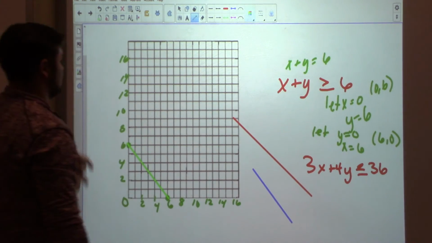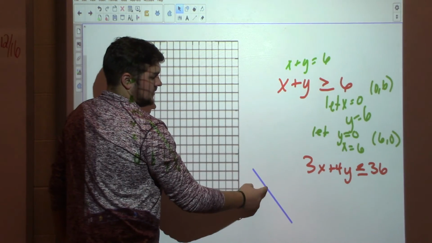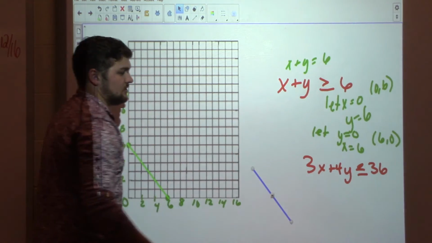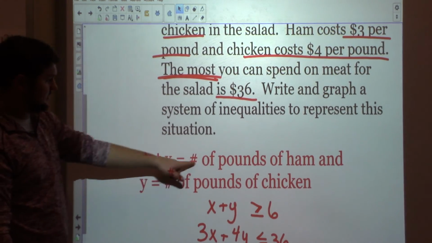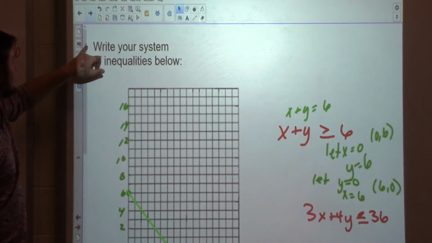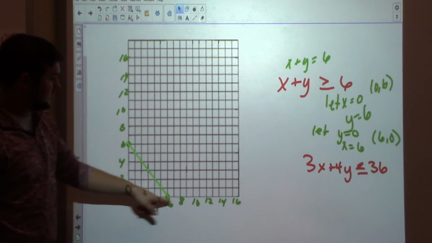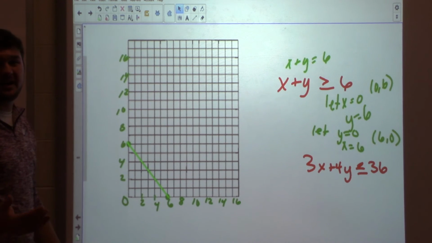Okay? How do you know if this is ham or chicken? Well, remember we gave our two variables names. We said that x was ham and y was chicken. So it's the same thing over here. When I go to graph it, my x-axis is telling me how much ham I have. My y-axis is telling me chicken. If you want to label them, you can. I won't take points off if you don't.